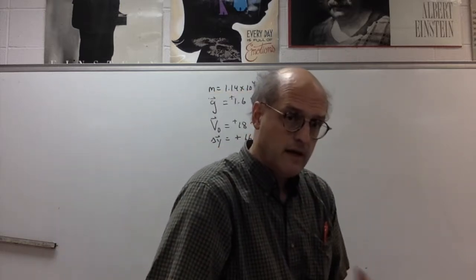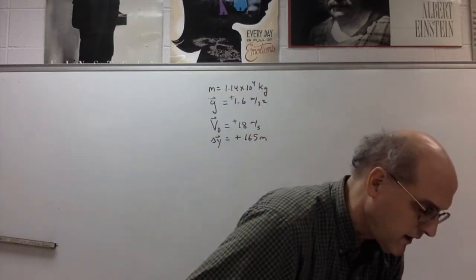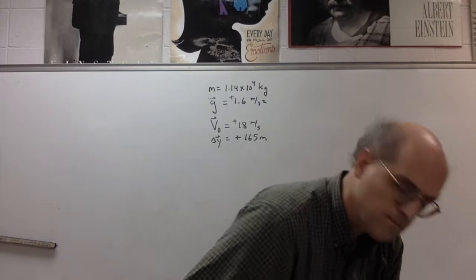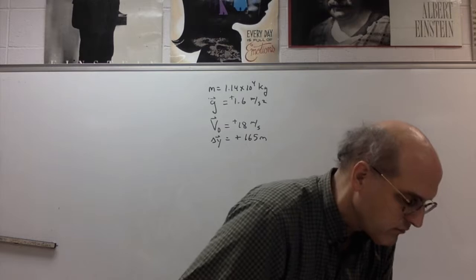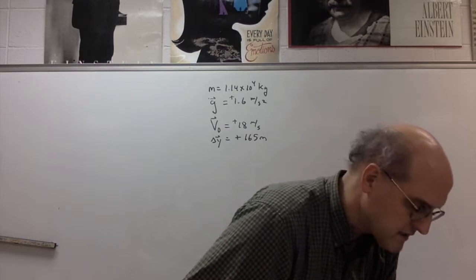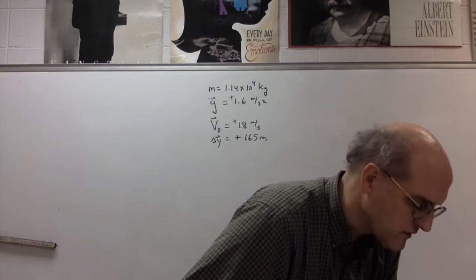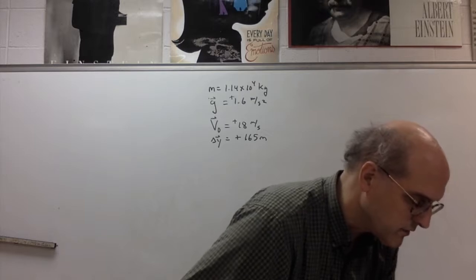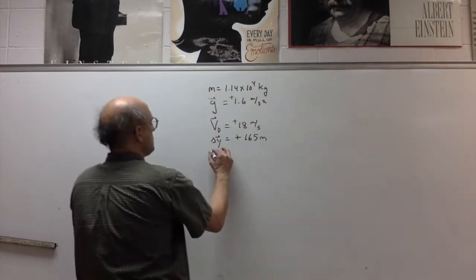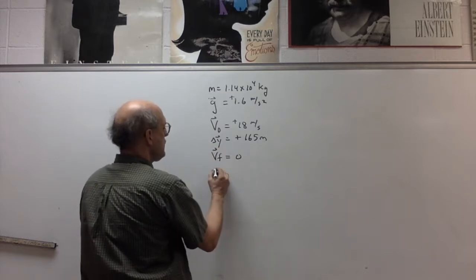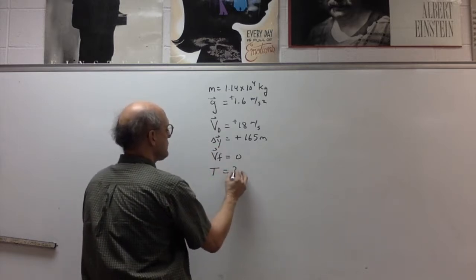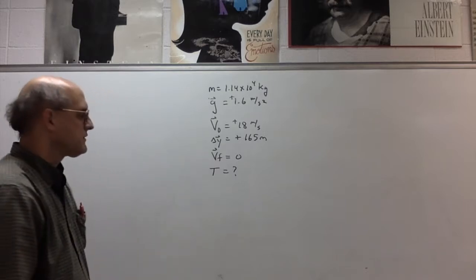It's traveling at 18 meters per second, and a retro rocket is firing, which brings the craft to rest right at the surface of the moon. So the final velocity is 0, and they want to know what the thrust is. Okay, what is the thrust?